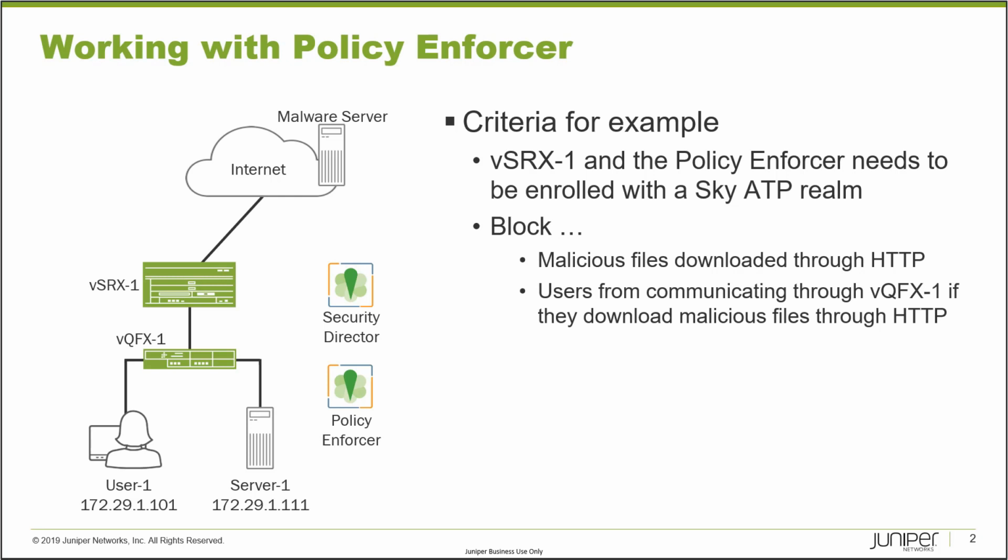And notice how user 1 and server 1 use the same subnet. That is 172.29.1.101 and 172.29.1.100. They're both using the same subnet, so they're in the same layer 2 broadcast domain. And in this example, we are using Security Director and Policy Enforcer. And then the last thing I want to point out is that there is a malware server on the internet. And we're going to use that malware server to download malicious files, which will then cause some things to happen. So with that, let's jump to the criteria for the example.